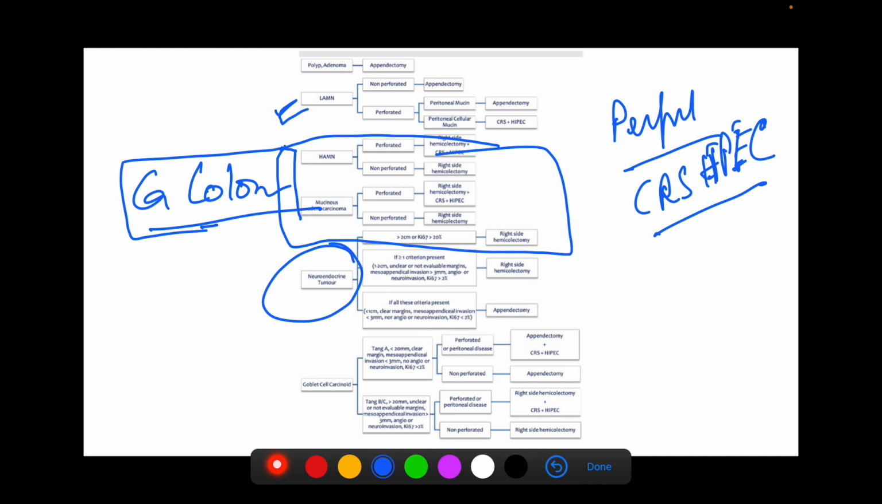Neuroendocrine tumors more than 2 centimeter with high Ki67, go for right hemicolectomy. Less than 1 centimeter, having a good margin, no angio or neuroinvasion, low Ki67, less than 3 millimeter mesoappendiceal invasion, go for appendicectomy only, else go for right hemicolectomy. Carcinoid is more or less like neuroendocrine tumor, with Tang A versus Tang B and C categories, and they are divided into whether to go for HIPEC, appendicectomy only, or appendicectomy plus or minus CRS, right? So that's the principle of management of appendicular mucinous neoplasm.